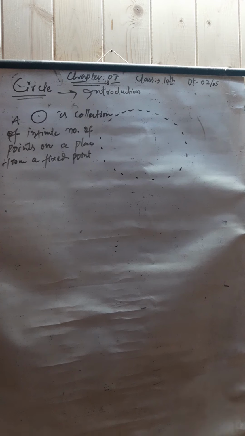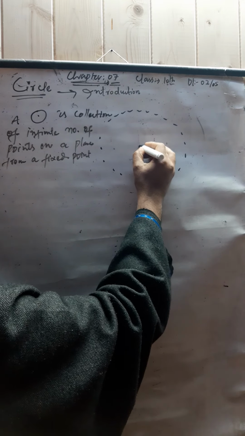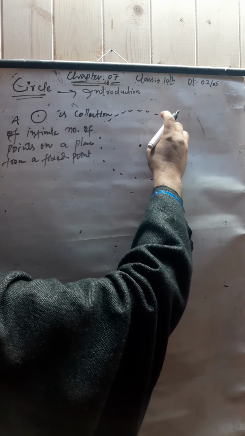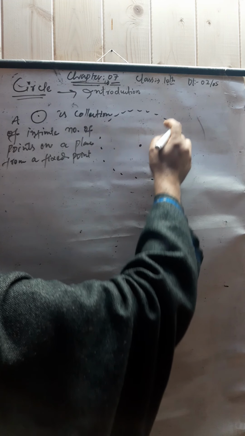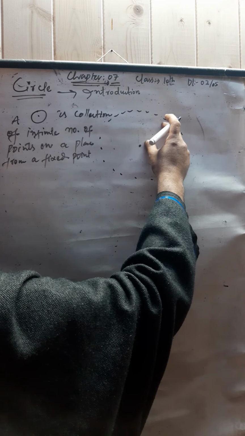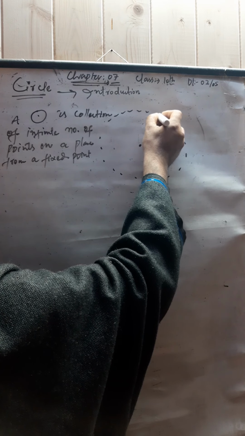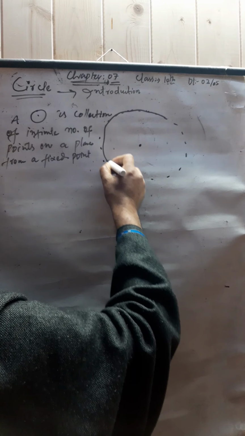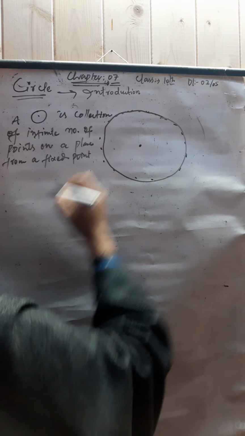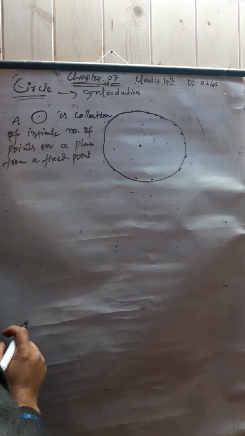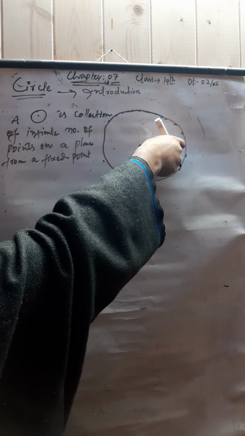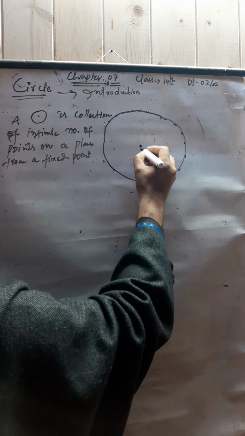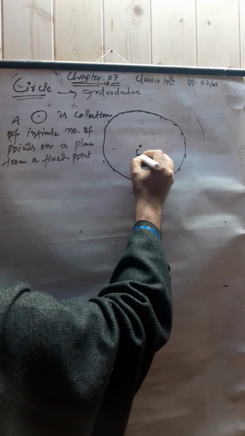So in order to explain the definition diagrammatically, we will take a fixed point here, and from the fixed point, if we draw an infinite number of points, and these infinite number of points are at the same distance from the fixed point, once we collect these infinite number of points like this, we will get a circle. So simply we will define it as a circle is the collection of these infinite number of points on a plane from a fixed point. This fixed point is known as the center of a circle.